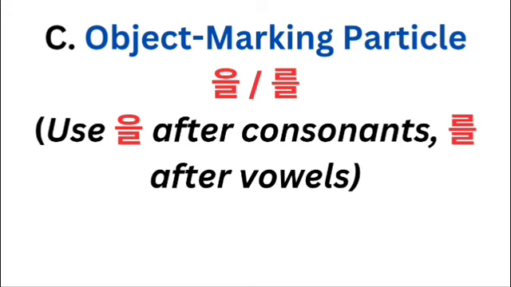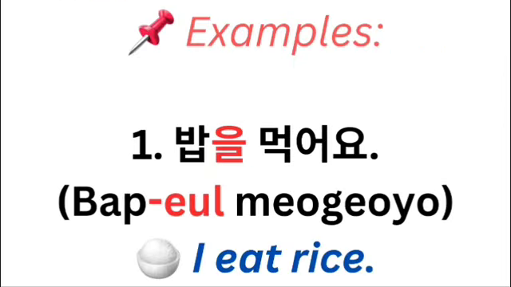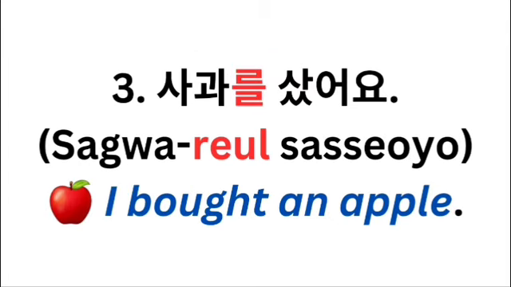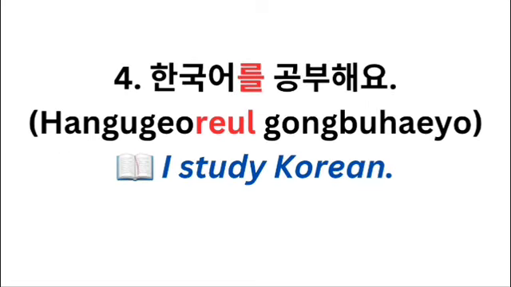Object marking particle 을, 를. Use 을 after consonants, 를 after vowels. 밥을 먹어요. I eat rice. 영화를 봐요. I watch a movie. 사과를 샀어요. I bought an apple. 한국어를 공부해요. I study Korean.